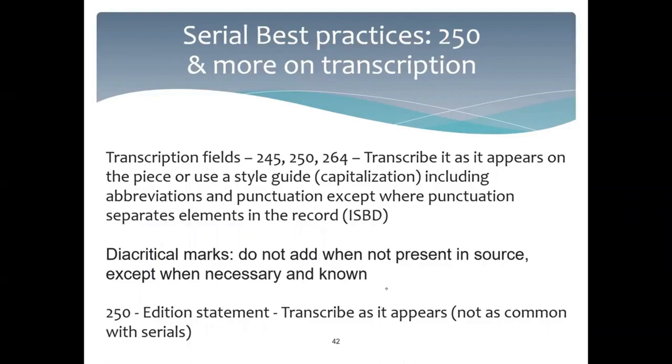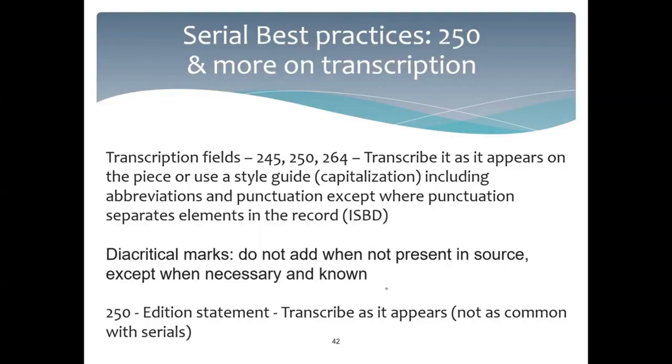So transcription fields, I mentioned these just a little bit there as we sort of waded into that. Description fields, primarily it's the 245, 250, and 264. And this is where you're going to transcribe it as it appears on the piece or use a style guide. This would be a capitalization guide. This includes abbreviations and punctuation. So you're going to include abbreviations and punctuation in these fields exactly as they appear on your resource, except where punctuation separates those elements. And I'll point that out next time we get to an example and look at it.